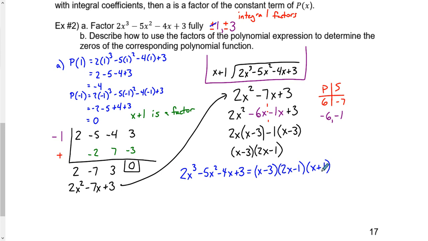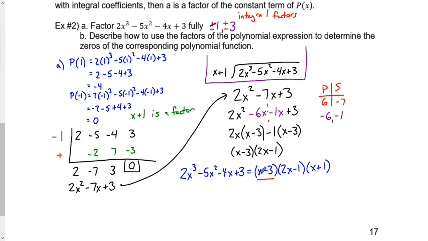What this is also telling us is even though the -1 worked, if we had gone to the +3, because 3 is the 0 of this x minus 3, it would have also come out as a remainder of 0. But the -3 would not have, because x plus 3 is not one of these factors. So this is our entire polynomial factored.